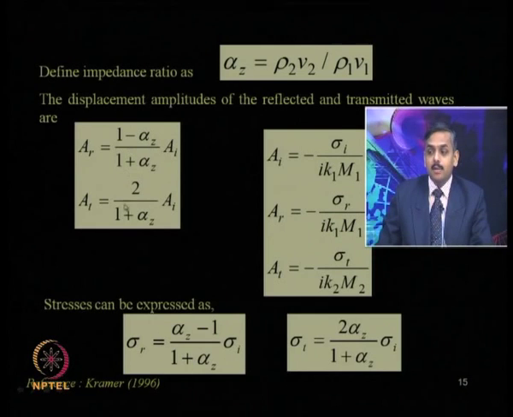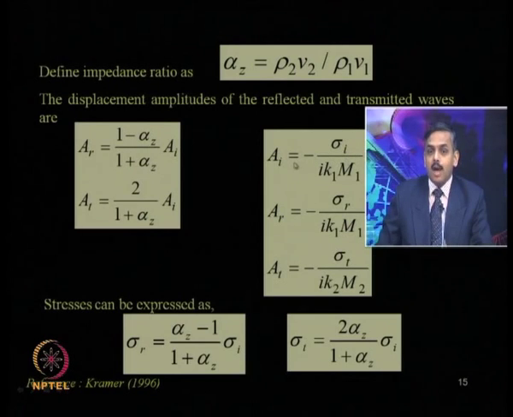So, these two equations are very, very important. We should be able to find out the displacement amplitude of the reflected wave with respect to the incident wave displacement amplitude over this impedance ratio, and the displacement amplitude of the transmitted wave related to the displacement amplitude of the incident wave through this impedance ratio. That is why impedance ratio is so important. Okay? And how to estimate this incident wave displacement amplitude? If you know the loading condition or the stresses which are getting developed for your incident wave.